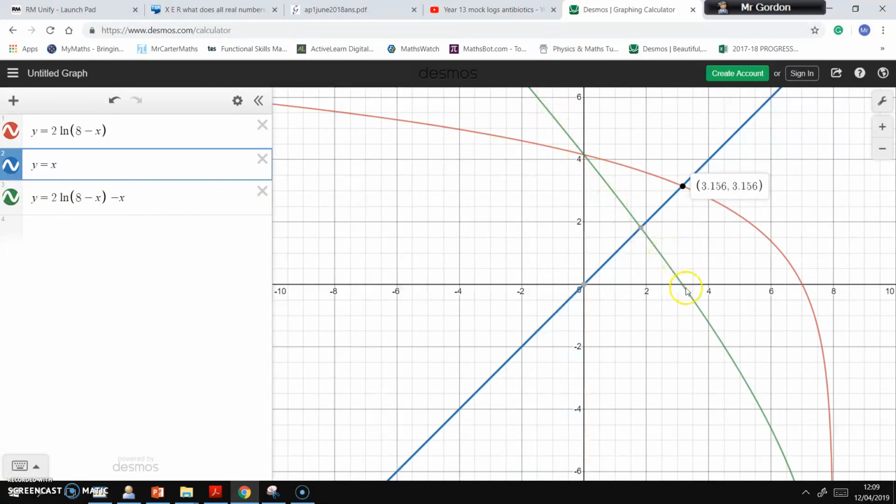Can you see this line here? This is what we do when we set the functions equal to each other and rearrange to get everything on one side. And when y is 0, so we're talking about when this crosses the x-axis, you can see that the root is identical to the intersection point.